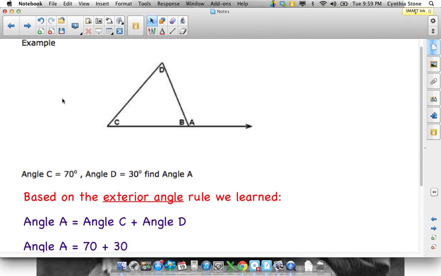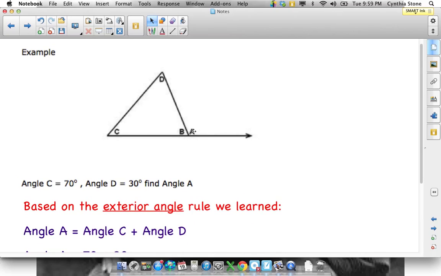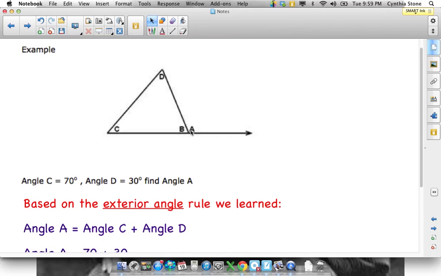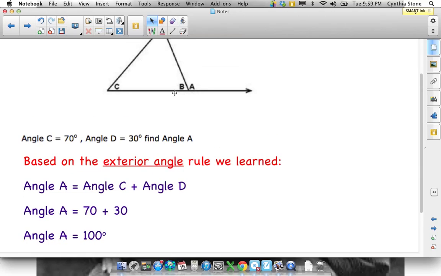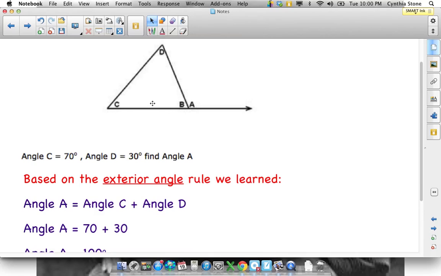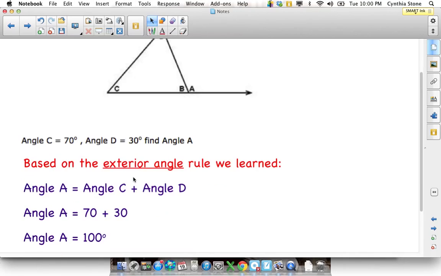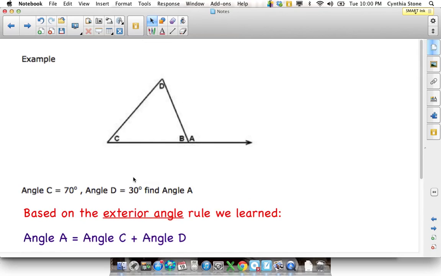Okay, so just to look at the example then, if we want to find angle A, and we know angle C is 70, angle D is 30, and we don't know angle B, but we want to find angle A. Based on the exterior angle rule we learned, we can say that A is equal to these two, C plus D added up. So that means A is going to be 70 plus 30, or 100 degrees. Easy, okay?